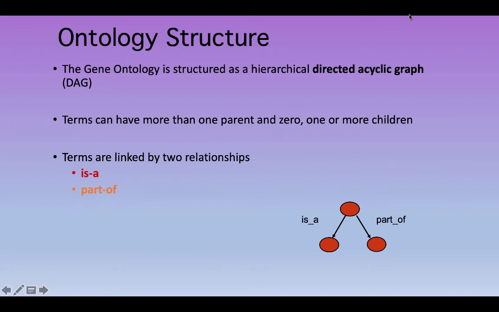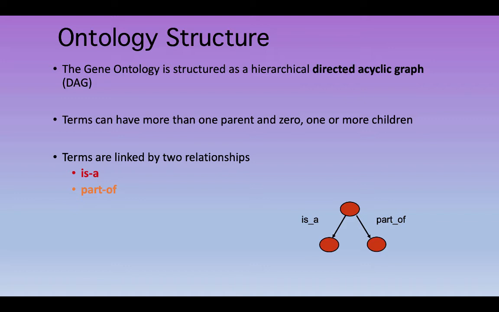Also, gene ontologies generally are presented, and you've seen a couple examples of this already, as a hierarchical directed acyclic graph, or a DAG. So acyclic, they only flow in one direction, if we want to think of them that way. Terms can have more than one parent, so it's not like you can only have one parent. You can have multiple parents, and 0, 1, or more children. Those are the options for what this directed acyclic graph looks like.